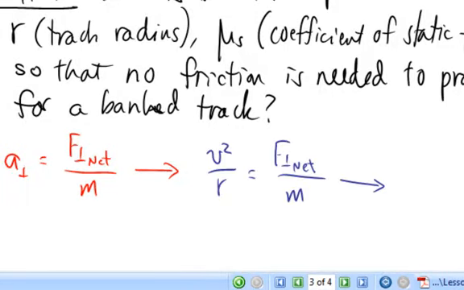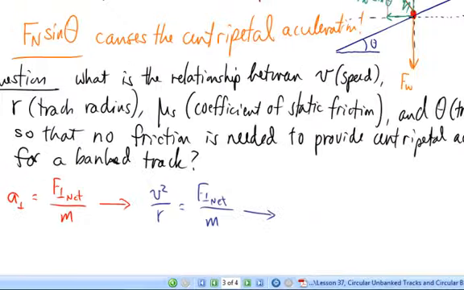The next thing we see is that the thing that provides the centripetal force at this magical speed is the component of the normal force that is towards the center of the circle. This is the normal force times the sine of the angle theta.